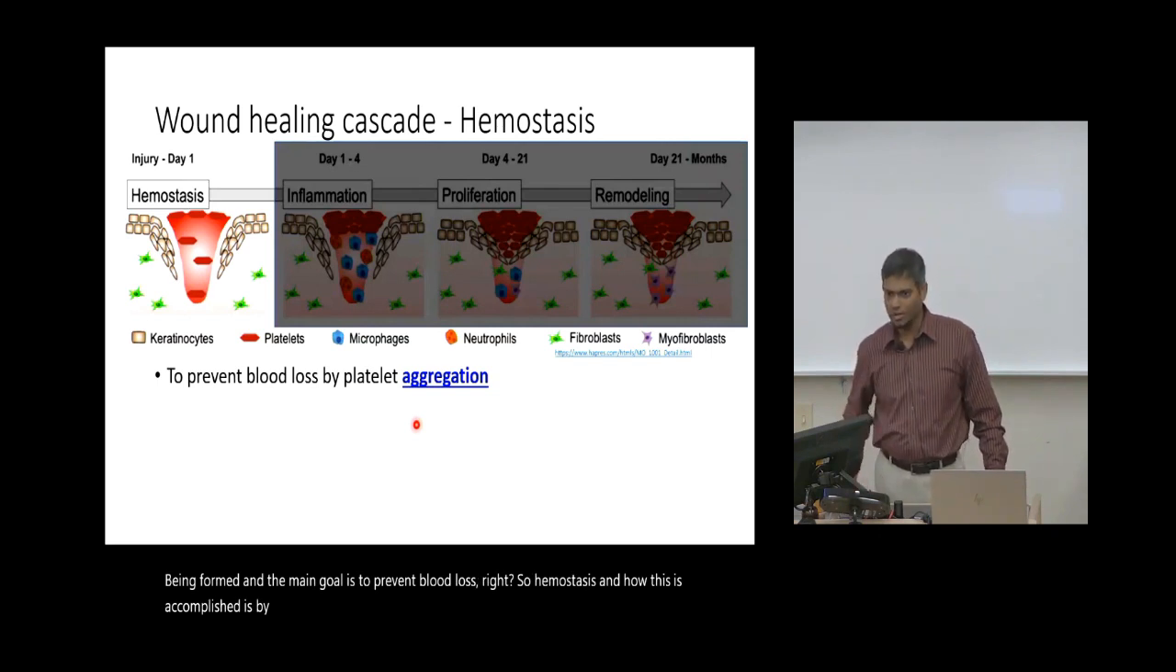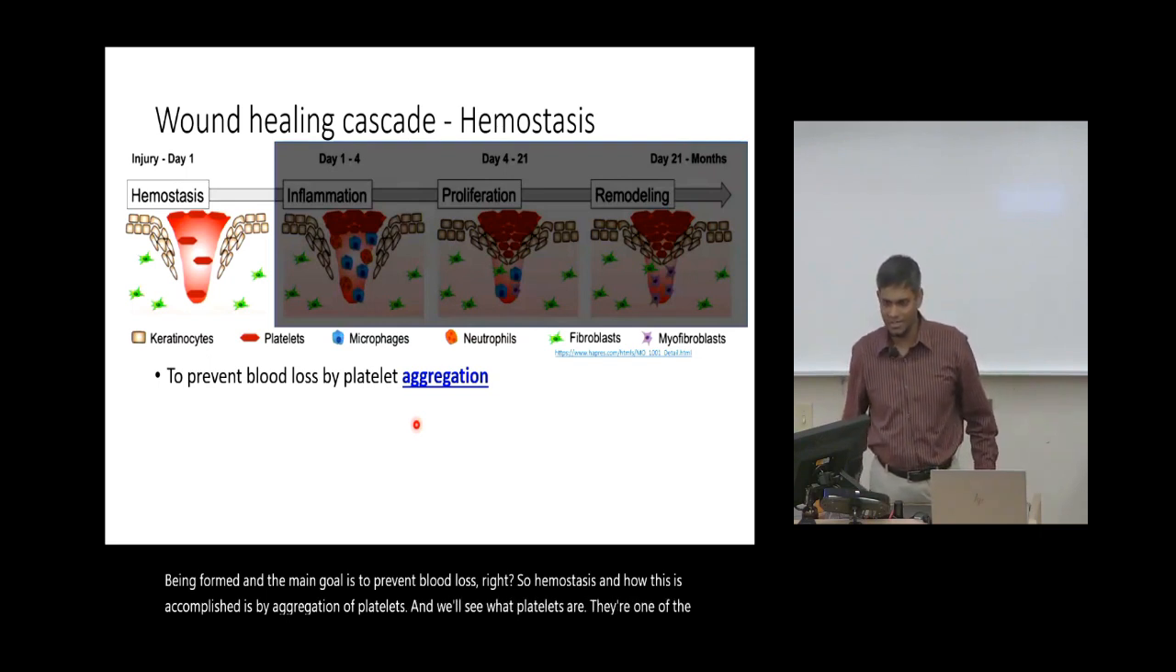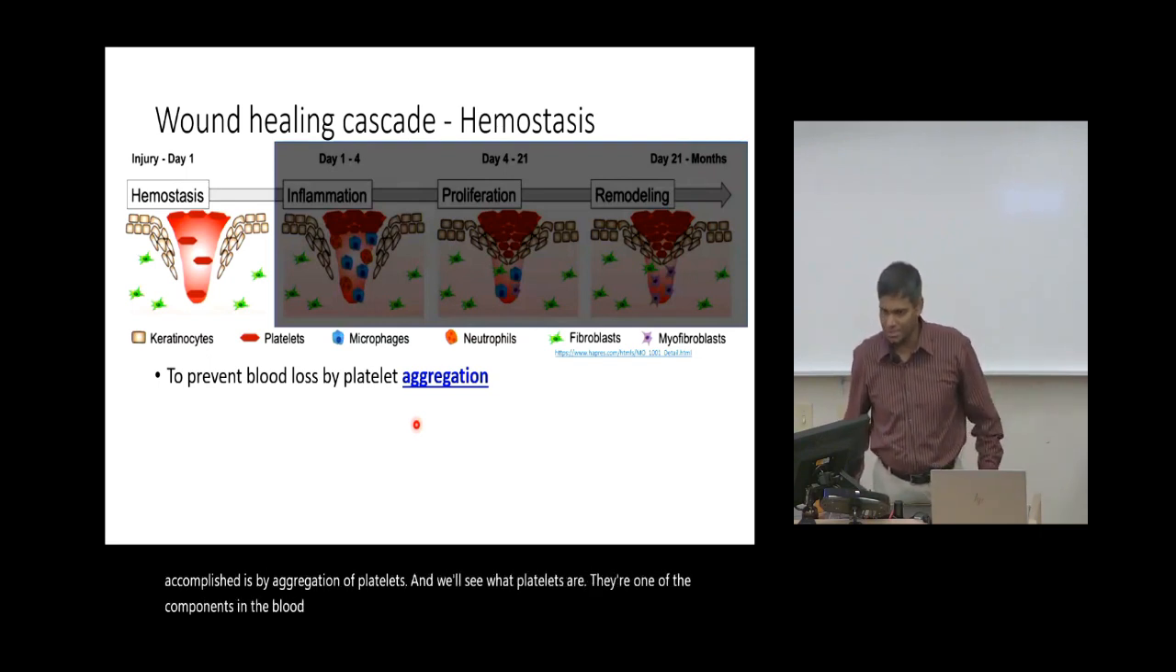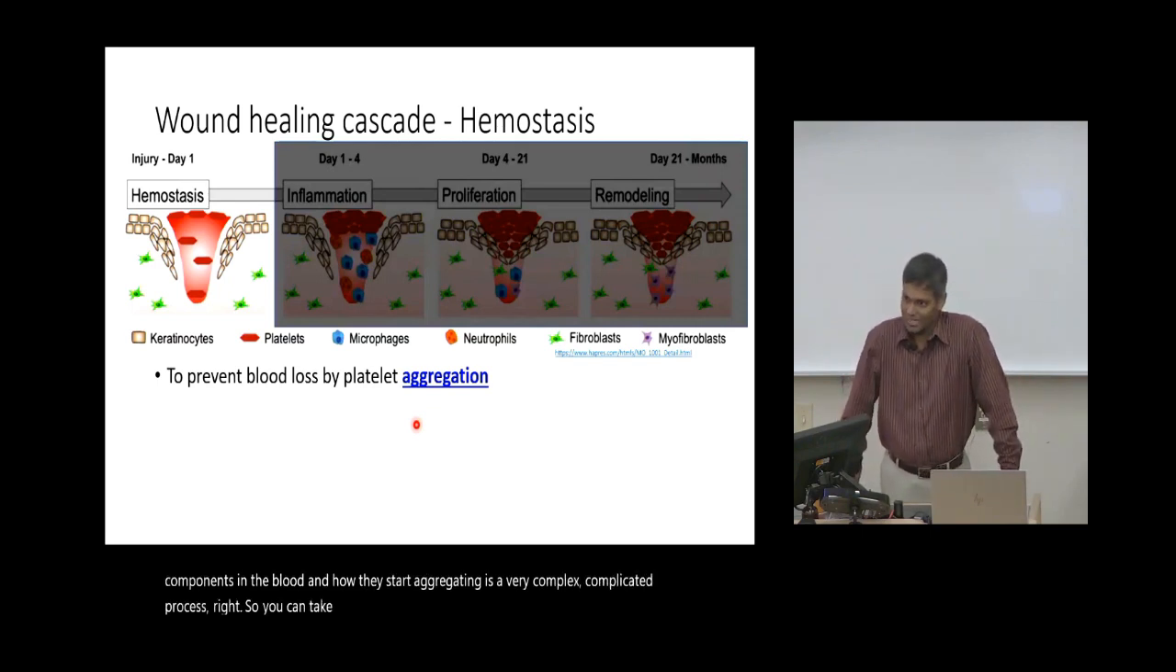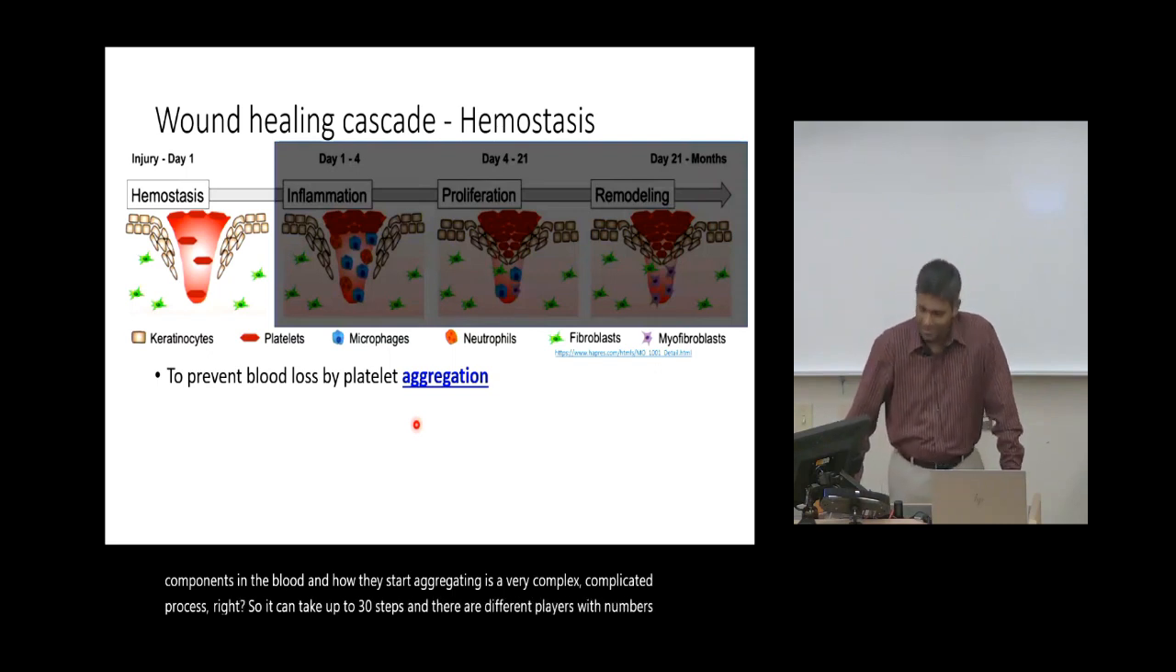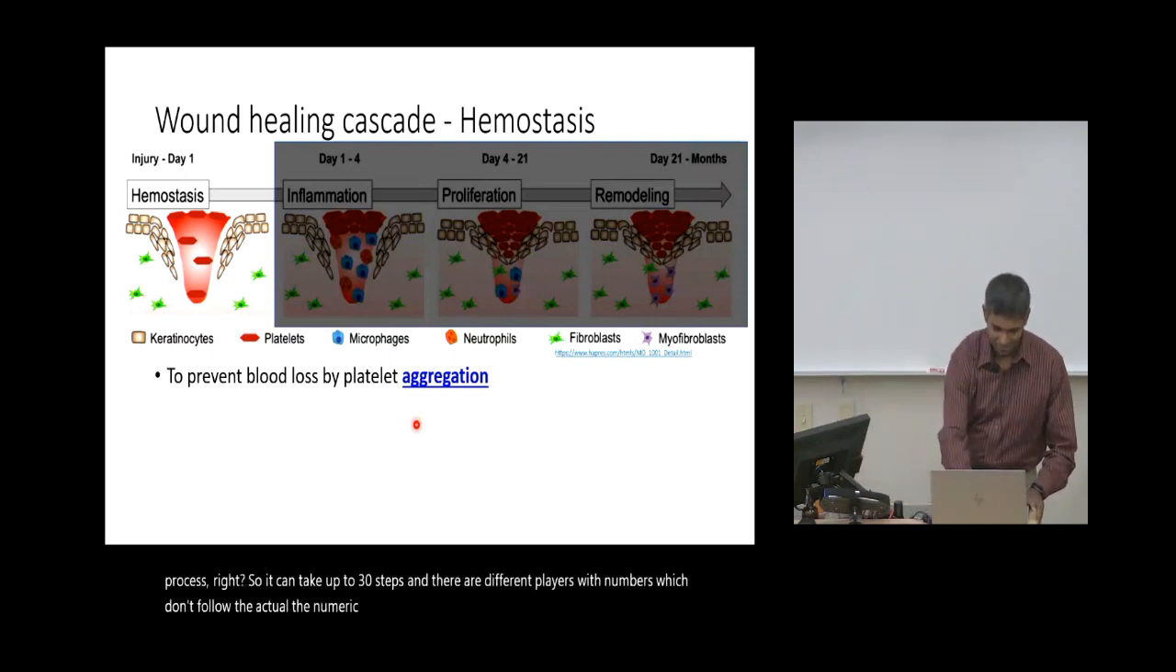They're one of the components in the blood, and how they start aggregating is a very complicated process, right? It can take up to 30 steps, and there are different players with numbers which don't follow the actual numeric sequence. So if you take one of those advanced courses, you'll have the joy of memorizing it, and I will take my hat off to you, right? We won't get into that here.